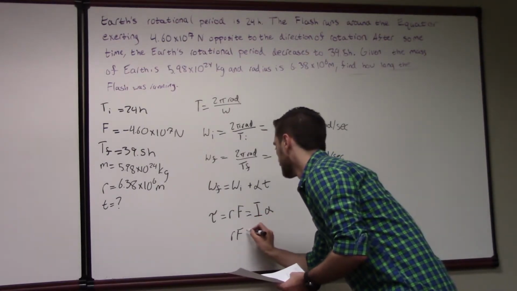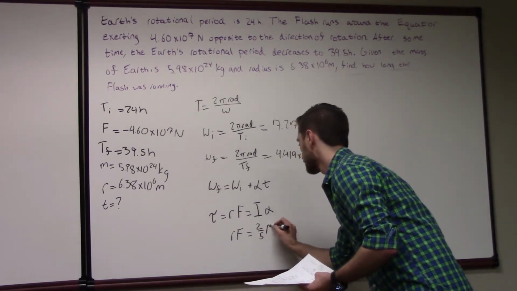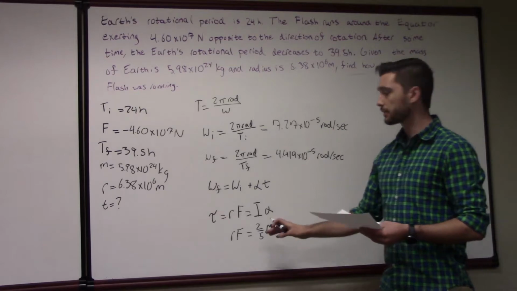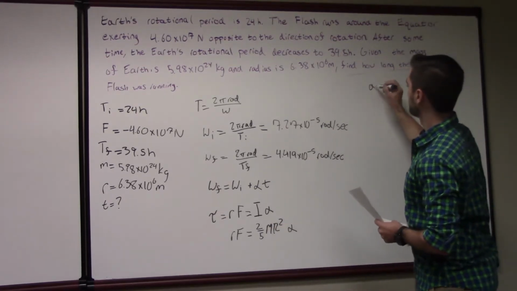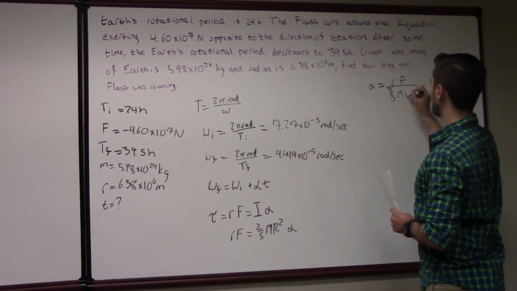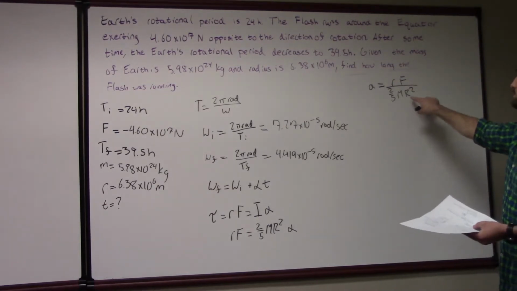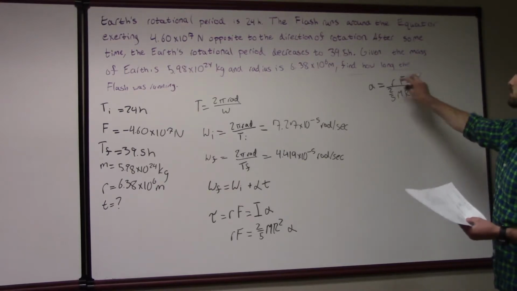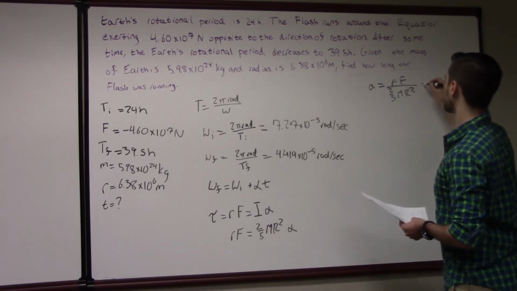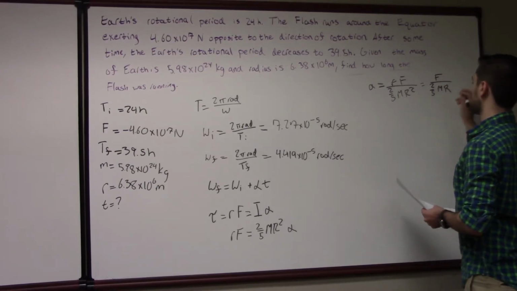We have rF, and we know that I, for a sphere, which we'll model the Earth as, is 2/5 mr squared times alpha. So now I can divide through and get a representation for alpha. I'll get alpha is equal to rF over 2/5 mr squared. Now these r's are the same because we're evaluating them at the equator. So this is the radius of the Earth, and r here is also the radius of the Earth. So what I can do is just go ahead and cancel one of those r's out because they're the same. So then this just becomes F over 2/5 m times r, which is the radius of the Earth.